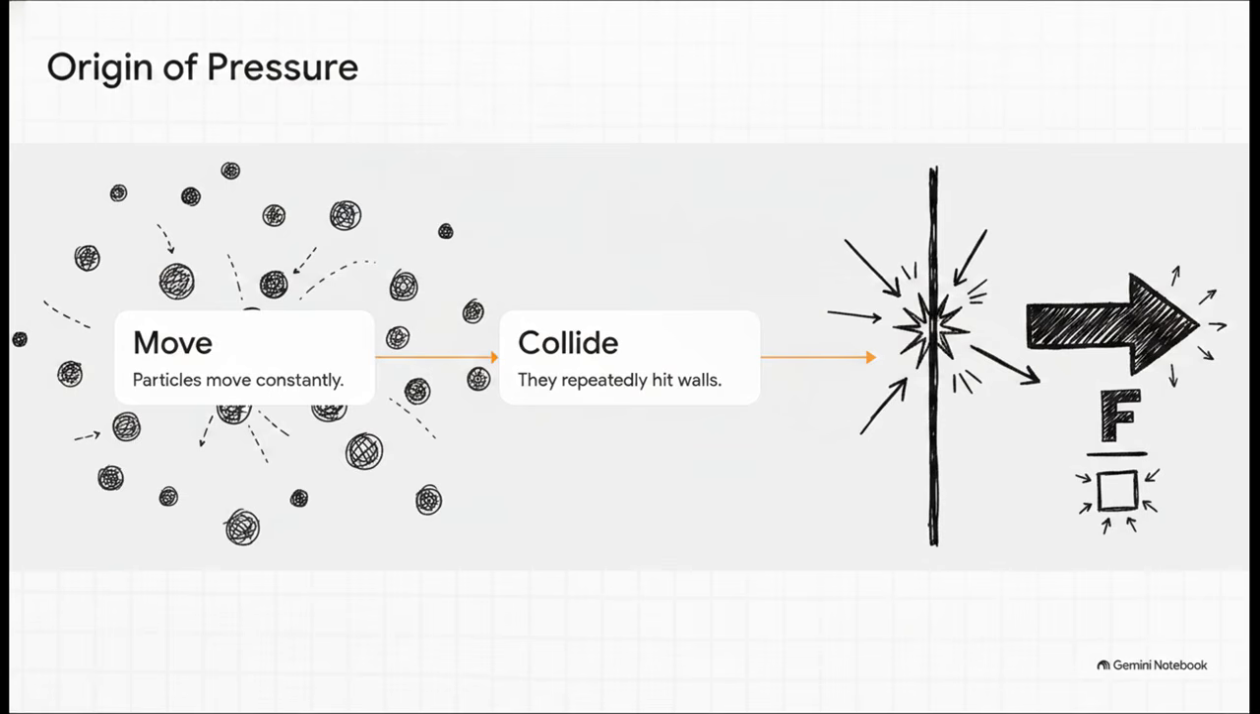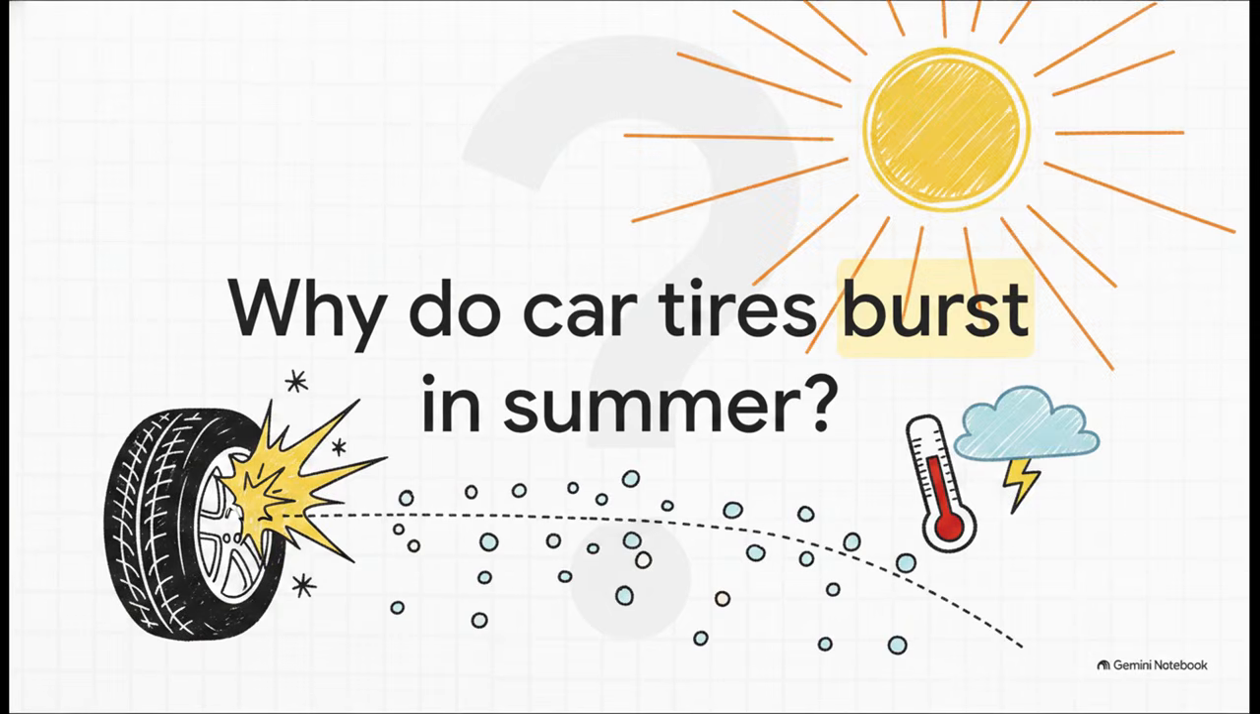And step 3, while one single microscopic impact is practically nothing, when you have billions upon billions of these invisible particles constantly slamming against the walls every fraction of a second, they apply a collective force over that area. And force divided by area, that is exactly what generates macroscopic pressure. This actually brings us to a fascinating real-world question that connects those physical strikes against a container wall to the weather outside. Why do car tires sometimes just randomly burst in the heat of the summer?